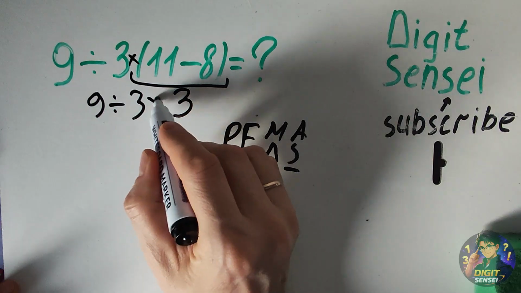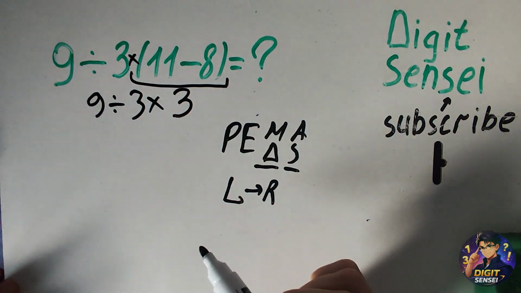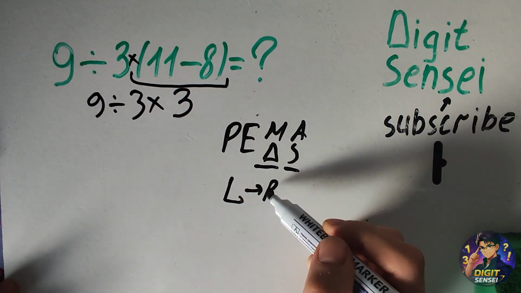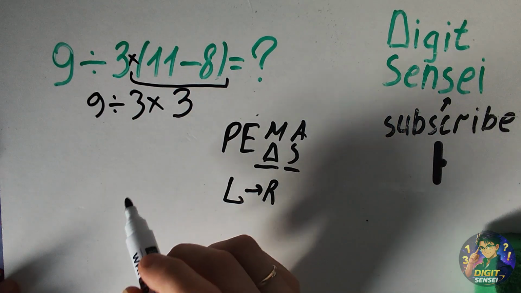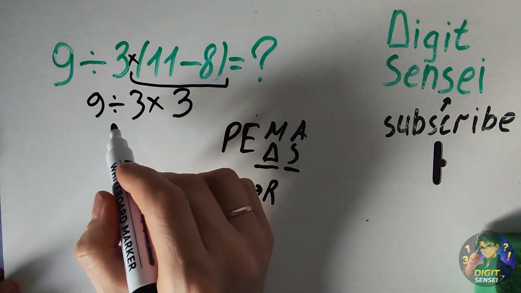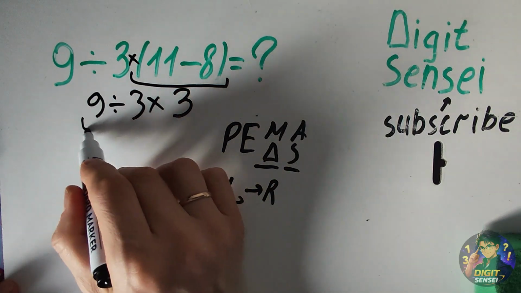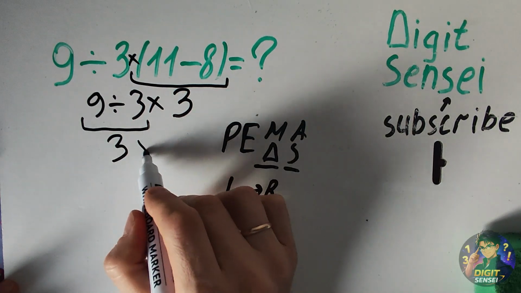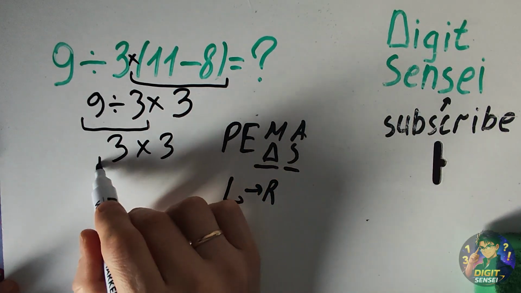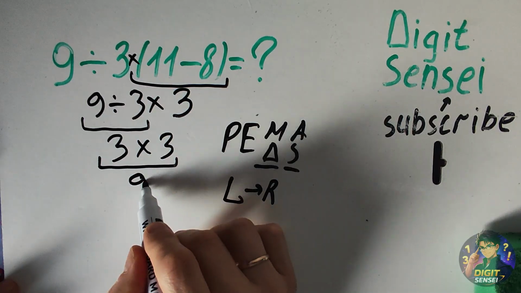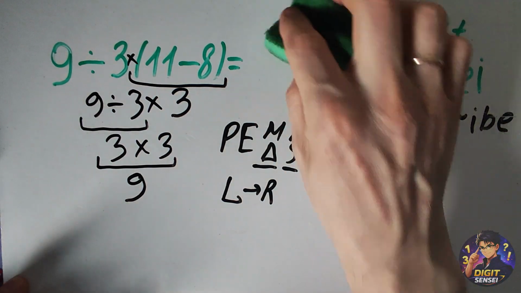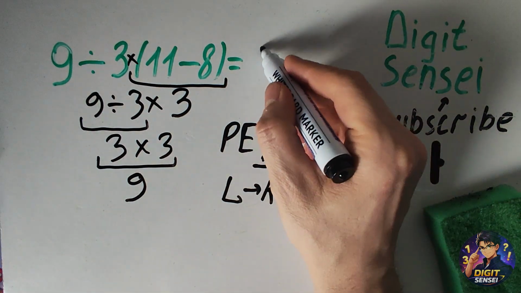Now we have one division and one multiplication. As I said, multiplication and division have equal priority and we have to go from left to right. So here, first we have to do this division. 9 divided by 3 gives us 3. So we have 3 times 3, which equals 9. And this is our final answer to this problem. The correct answer is 9.